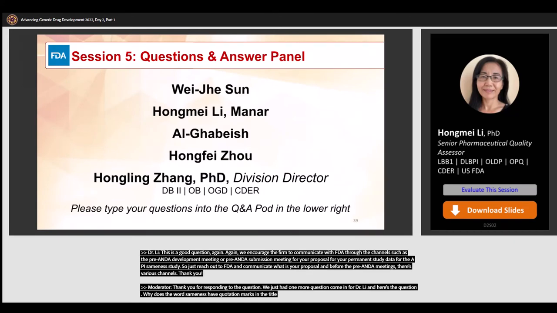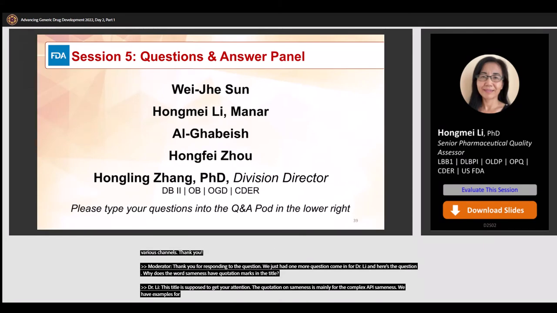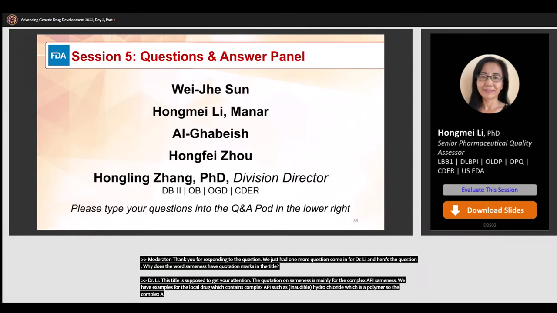Why does the word sameness have quotation marks in the title? First, this title successfully got your attention and your question. The quotation on sameness is mainly for the complex API sameness. We have examples for the locally acting drug which contains complex API, such as ferric citrate and sevelamer hydrochloride, which is a polymer. They are complex APIs, so it's very challenging. We recognize it is challenging to demonstrate exact sameness of the API compared with the RLD API. So instead, we put a quotation mark.